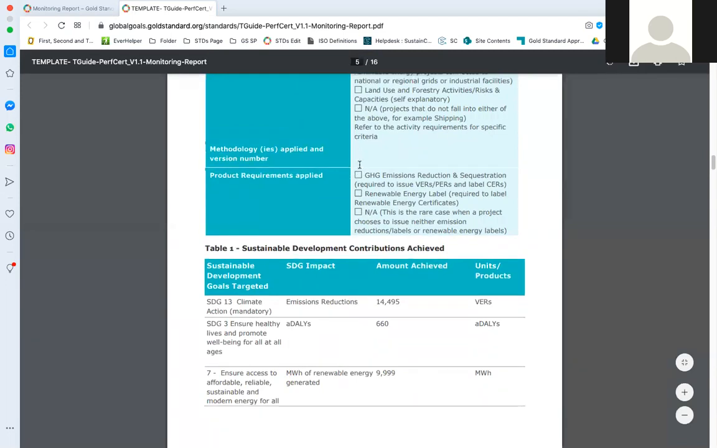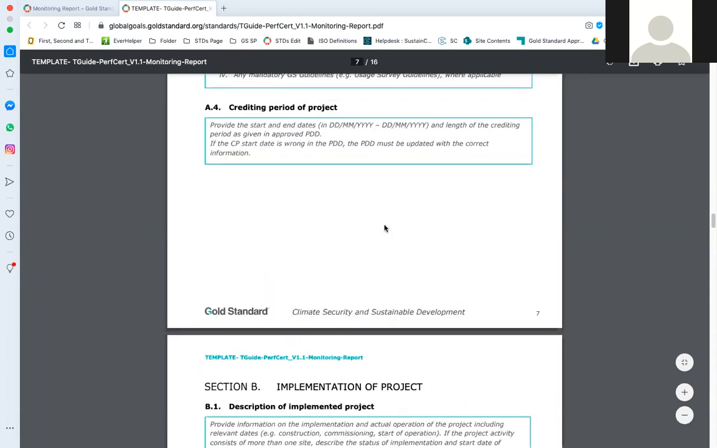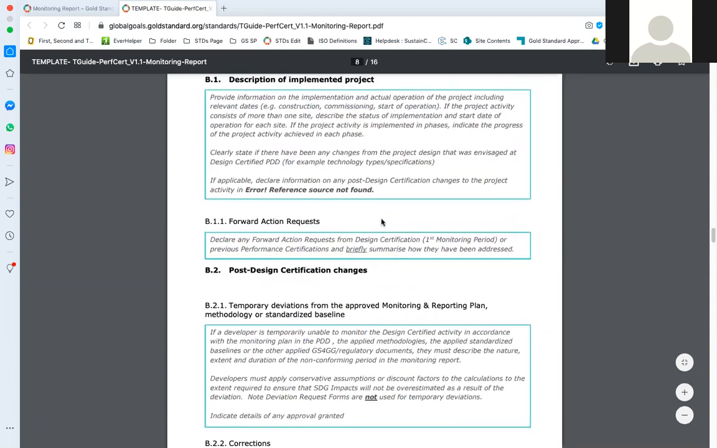One thing that may be useful as well is there's a new table here for calculation of product vintages. That wasn't present before. So vintages, and this is an example table, by the way, vintages for VERs, CRs. We've also got A dailies as an example there. What are the other main changes?